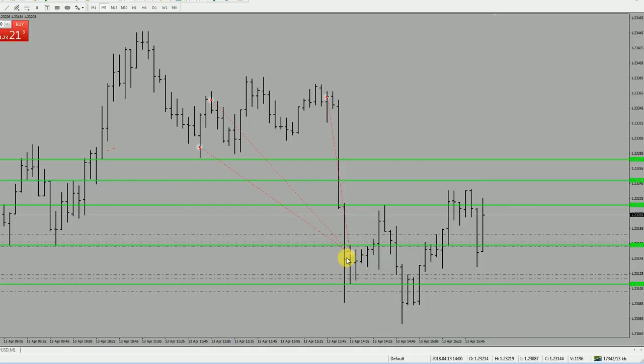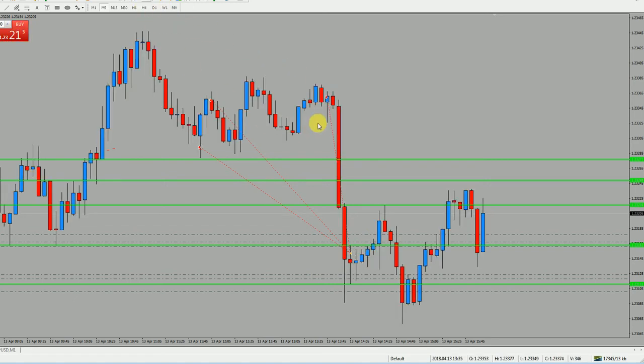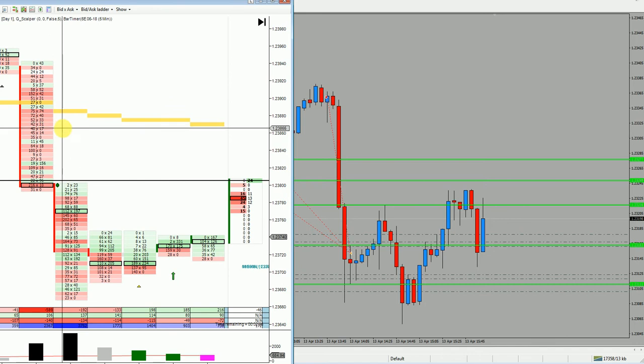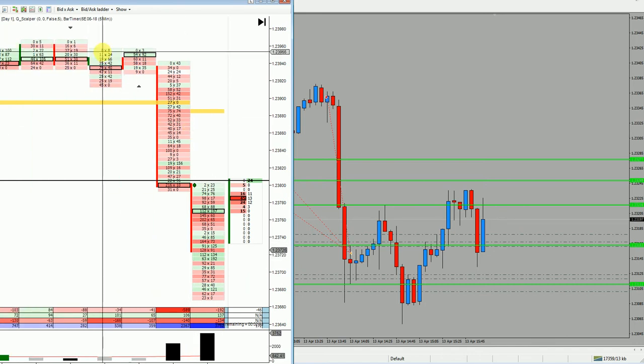All right, this is the bar that we're talking about right here. If I can put it as a bar chart, you get to see this bar. I can just tile this side by side so that you guys can see clearly. So this is the bar that we're talking about, with a single print of 8 standard lots at the top, and then we have the bar just right here that looks like a hammer.